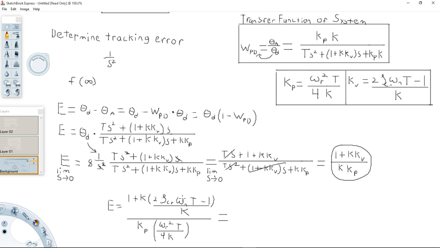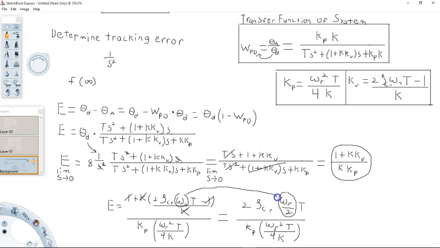And from here you can start canceling things out. I forgot to include the resonance frequency over 2, because earlier in the problem I stated that the undamped natural frequency we're going to put as the resonance frequency divided by 2.